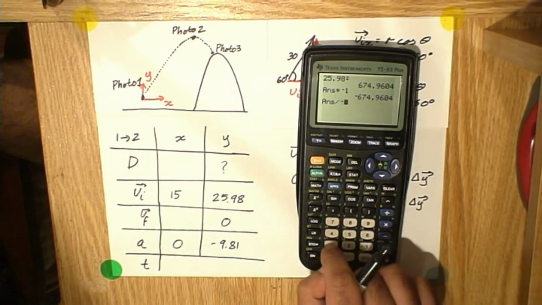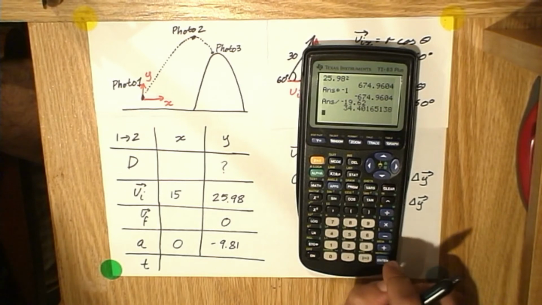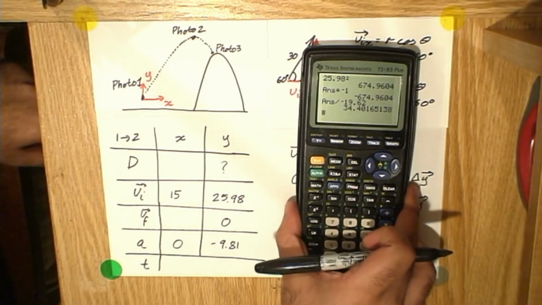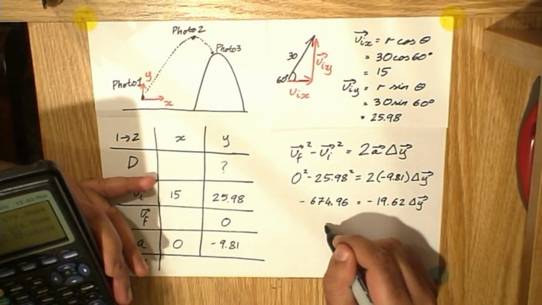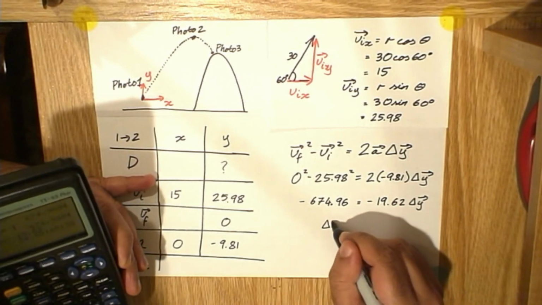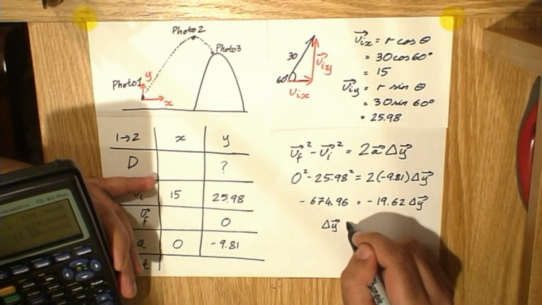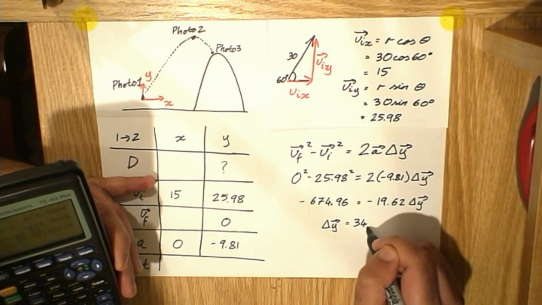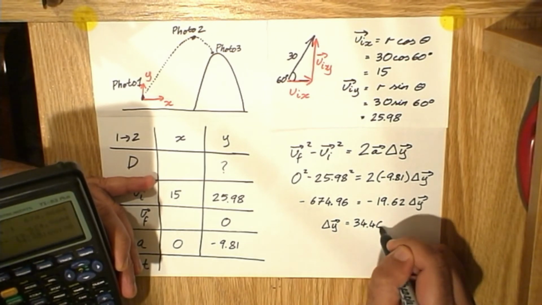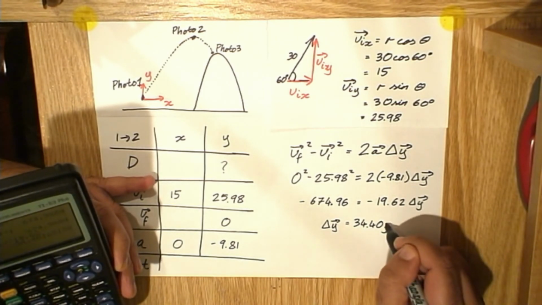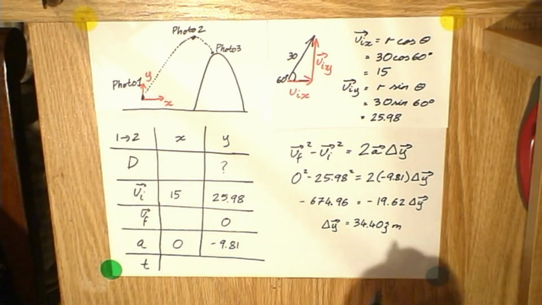So divide by negative 19.62, that gives us 34.40. So that is the displacement of the arrow as it reaches its peak. And if you wanted to get its height, you would add to that displacement the initial height of the arrow.